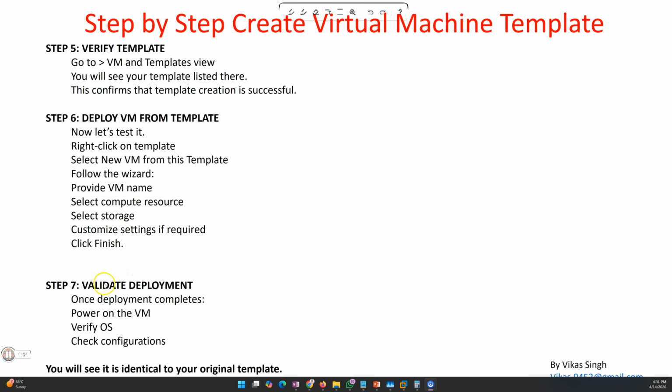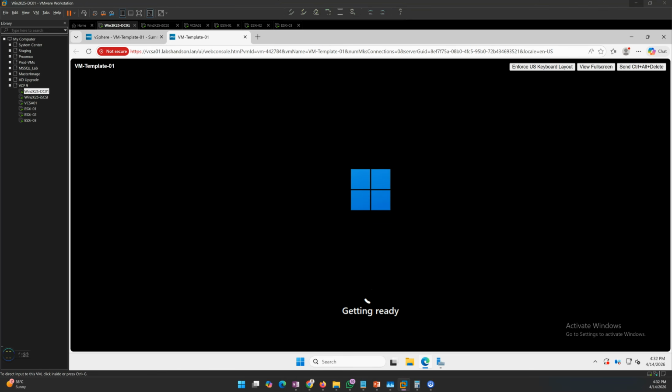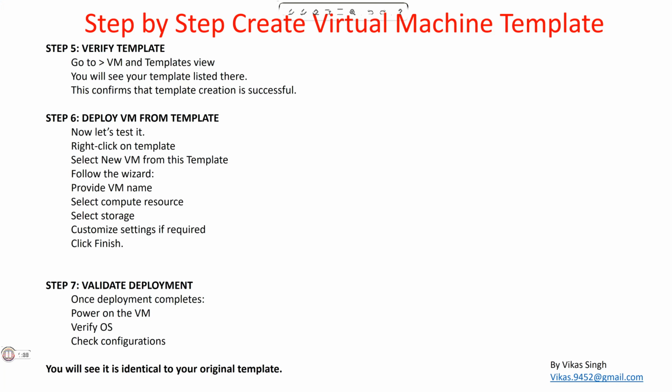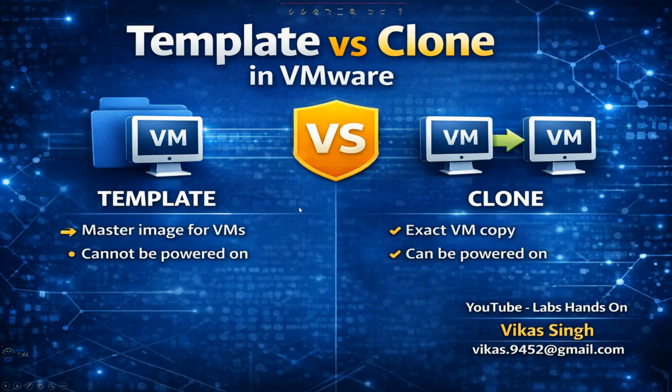I'm going to do step 7, where we validate the deployment. Once the deployment is completed, power on the VM, verify the OS and check the configuration. So this is what we are going to do now. So while this power on is running, let me discuss something about the difference between a template and a clone.